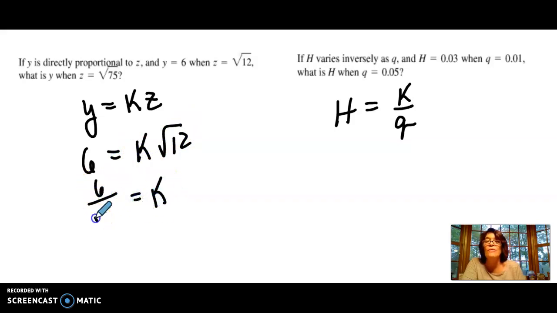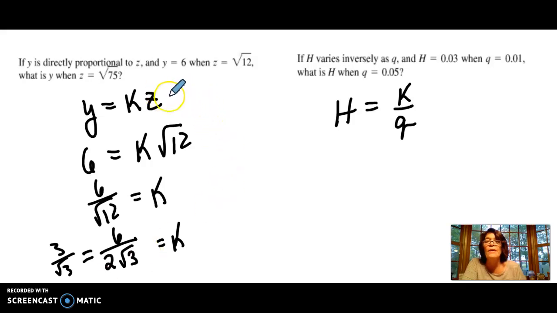K is 6 over the square root of 12. I don't like square root of 12. 12 is 4 times 3, so let's write that as 2 root 3. Square root of 4 is 2, we'll bring that out. 6 divided by 2 is what? 3. So K is 3 over the square root of 3.